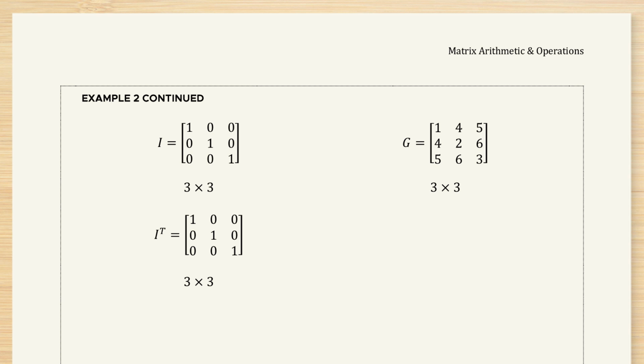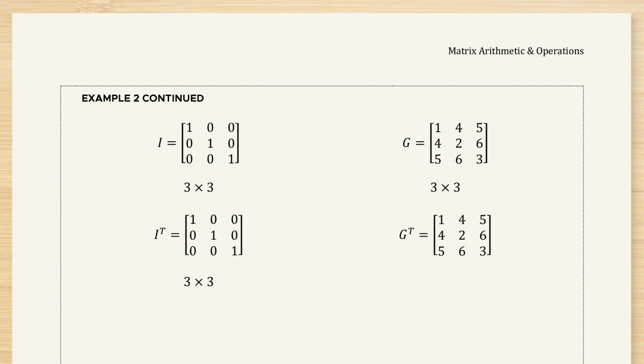Let's try to transpose matrix G. The first column, 1, 4, 5, becomes the first row, 1, 4, 5. The second column, 4, 2, 6, becomes the second row, 4, 2, 6. The third column, 5, 6, 3, becomes the third row, 5, 6, 3. Interestingly, G and G transpose look the same. This is because G is a symmetric matrix.